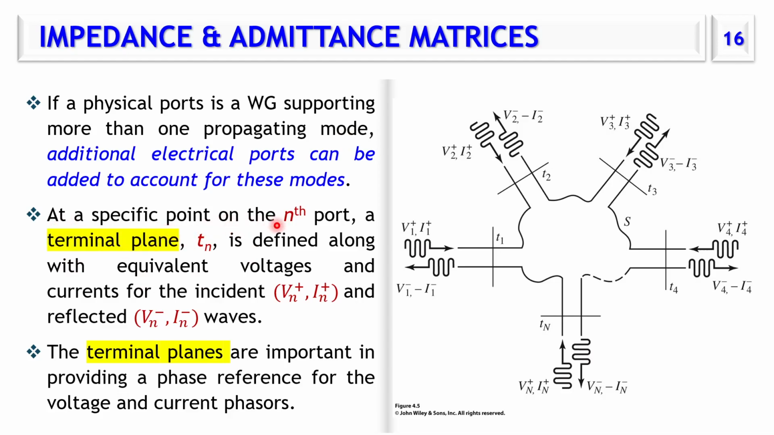And also, at a specific point in the nth port, we define Tn. Tn is the reference plane or the terminal plane. So this is important for the definition of the voltage. This is the 0 volt, the definition of the phase. So this is the 0 phase plane. This is the terminal plane or the reference plane. And for each port, we define a specific physical plane to be the terminal plane or the reference plane, where we define the phase at this plane to equal 0.